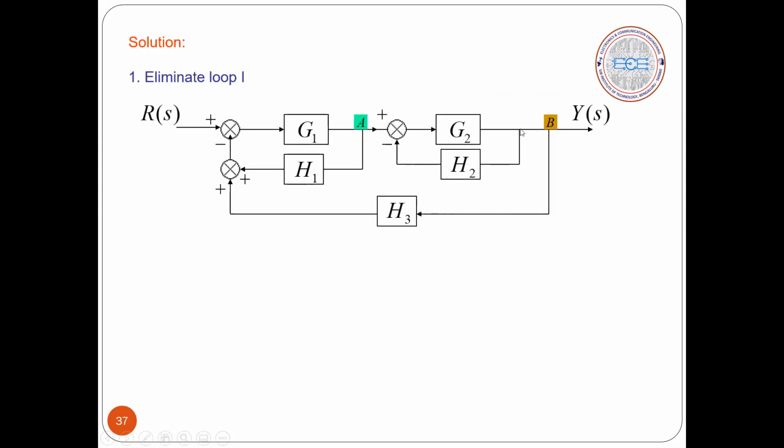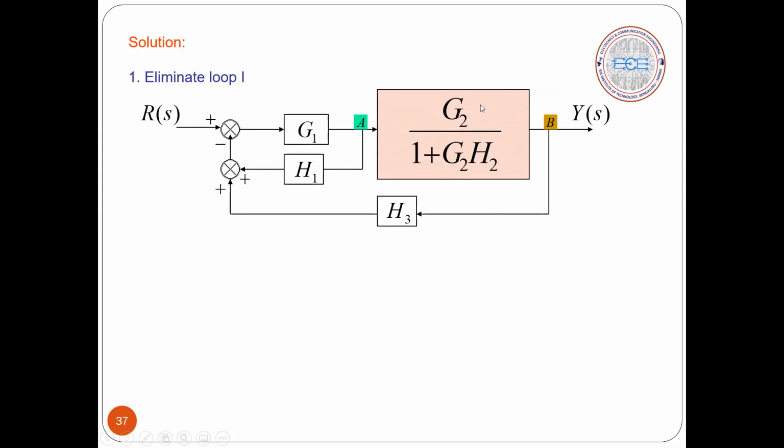I have done it. I have just split the takeoff point into 2. Separately I have taken a path here, and separately I have taken a path for this particular path. So this looks very simple. It is a feedback loop, you have to simplify. So we have done that. That is forward path gain divided by 1 plus forward path gain into feedback path gain. We got this particular block.